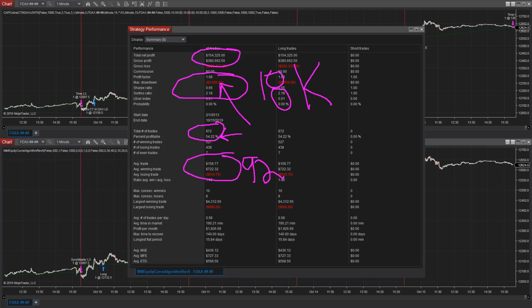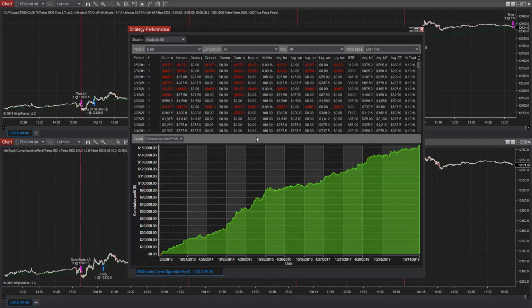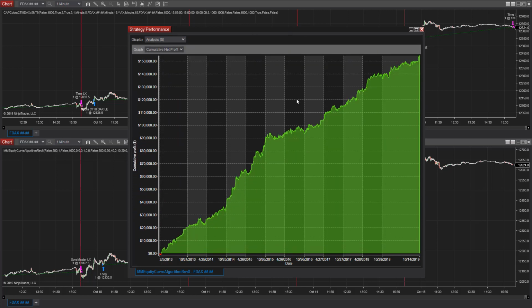And so let's look at the equity curve next, and we go to the analysis tab and we scroll this up, and you can see the equity curve. Really like this equity curve, a pretty straight line. You see some occasional drawdowns, but nothing too great.